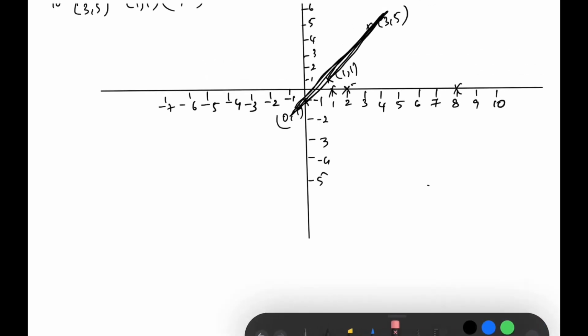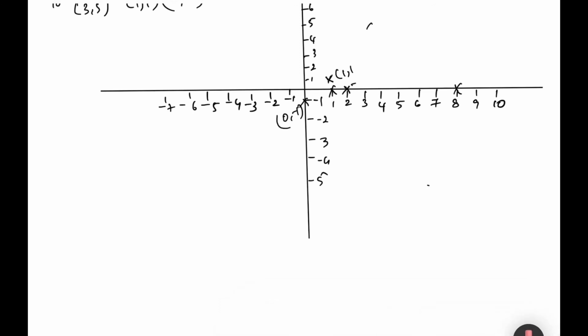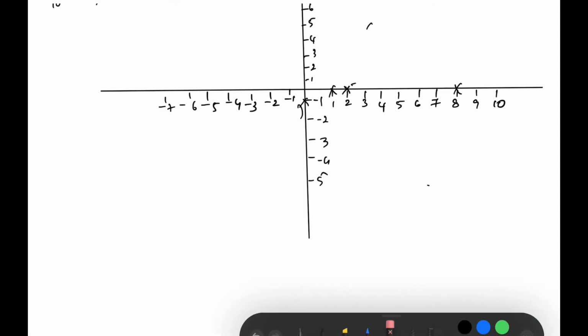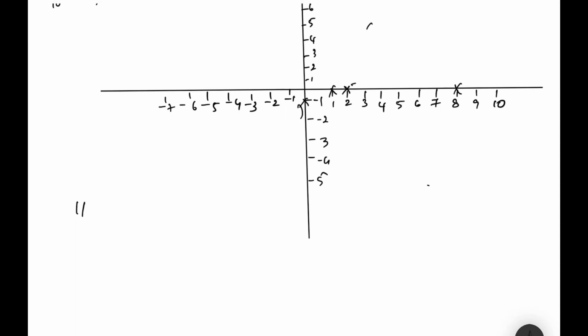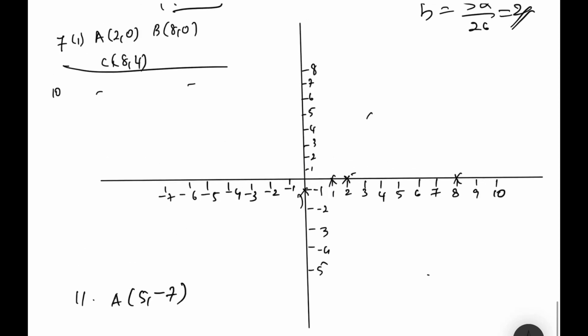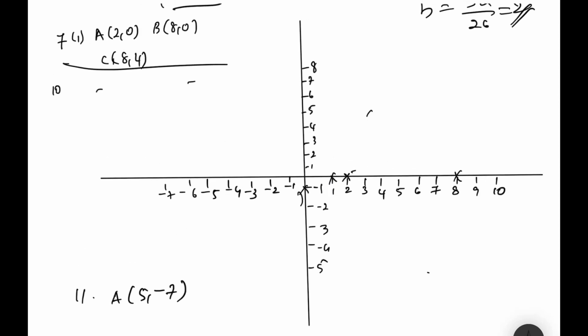So I'm using the same graph sheet for that. Let me write the question number here. 11th one. Plot the point A (5, -7). Let me plot that. So it will be my A (5, -7). I plot it.